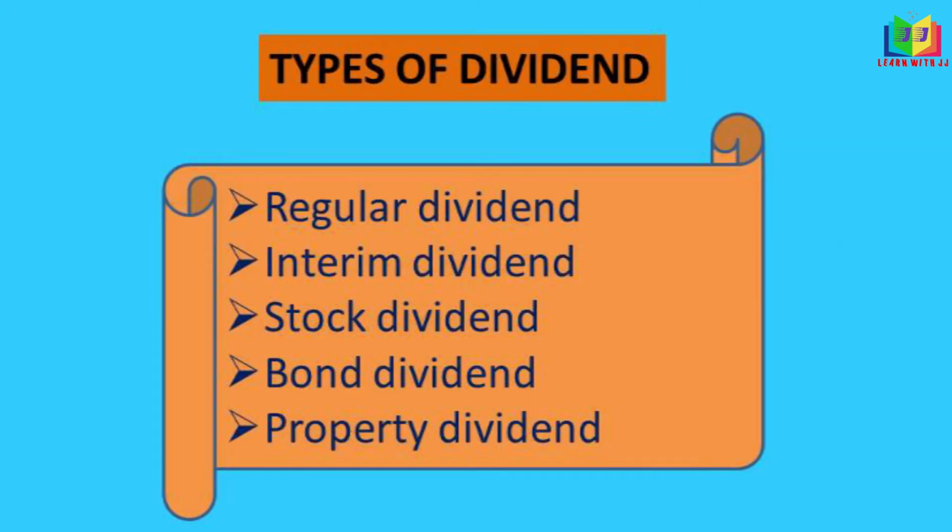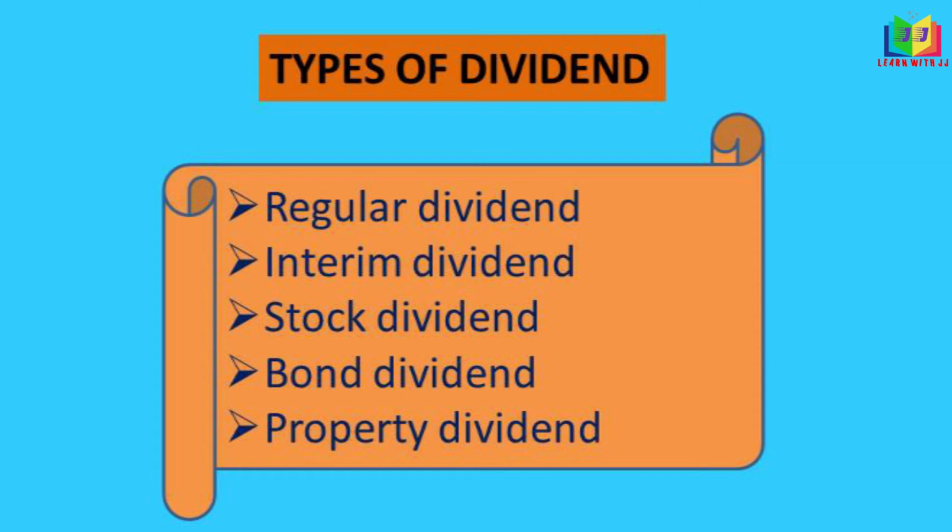Now we'll see the types of dividend. The types of dividend are classified into regular dividend, interim dividend, stock dividend, bond dividend, and property dividend. The regular dividend and interim dividend can otherwise also be called cash dividend.